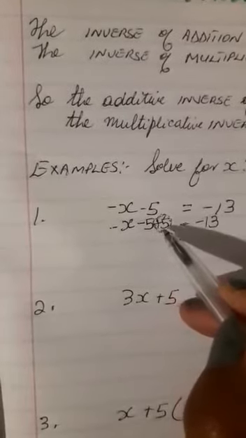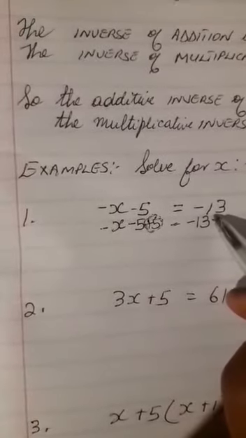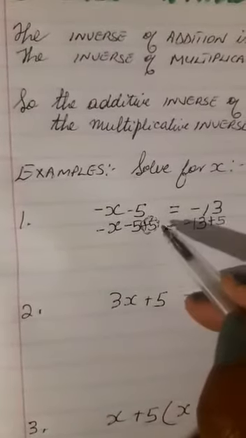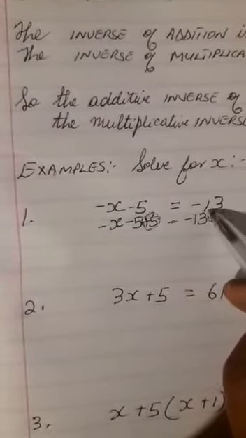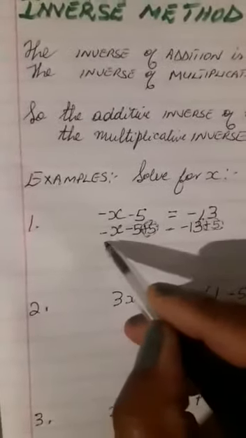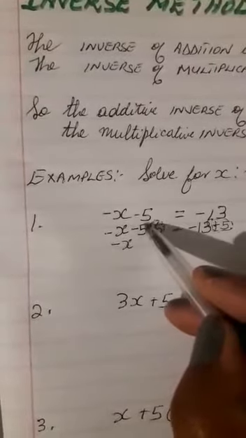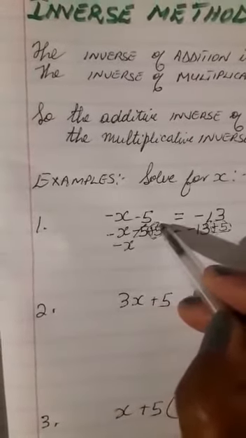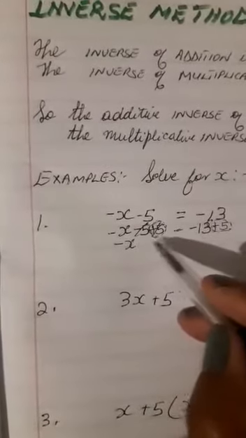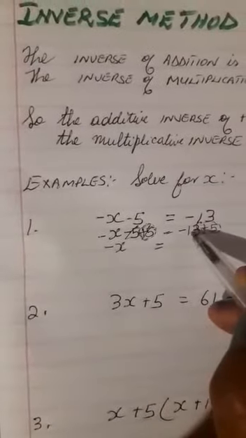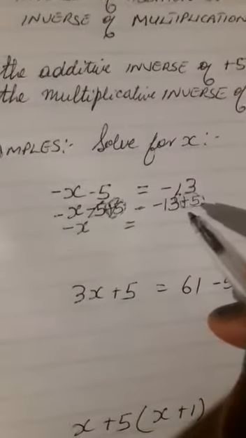So take this positive 5 and put it also on the right hand side. What you have done on the left hand side must also be done on the right hand side. Then negative x, then you add negative 5 plus positive 5, you subtract 5 from 5 and you get 0, and you are left with the negative x on the left hand side is equal to negative 13 plus positive 5.